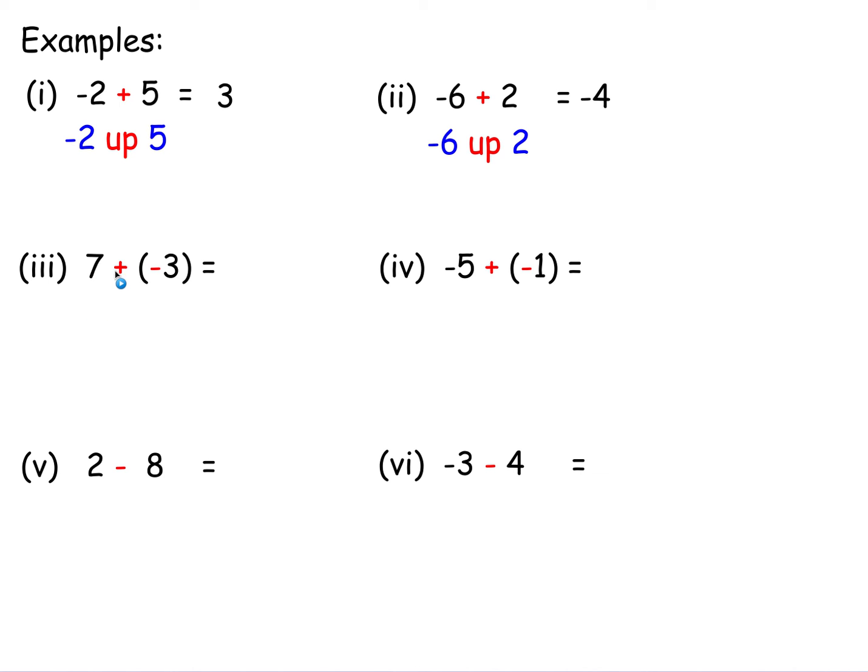And this one, 7 add negative 3, think of that as being 7 subtract 3. Adding a negative is the same as subtraction. So that's the same as 7 subtract 3. So it's simply 4.